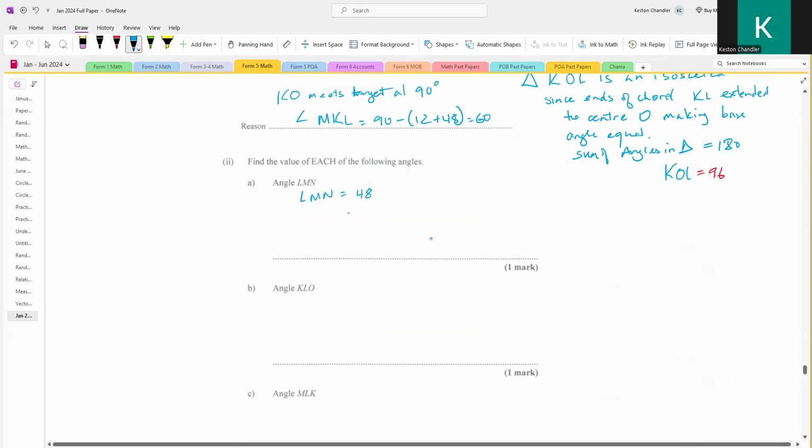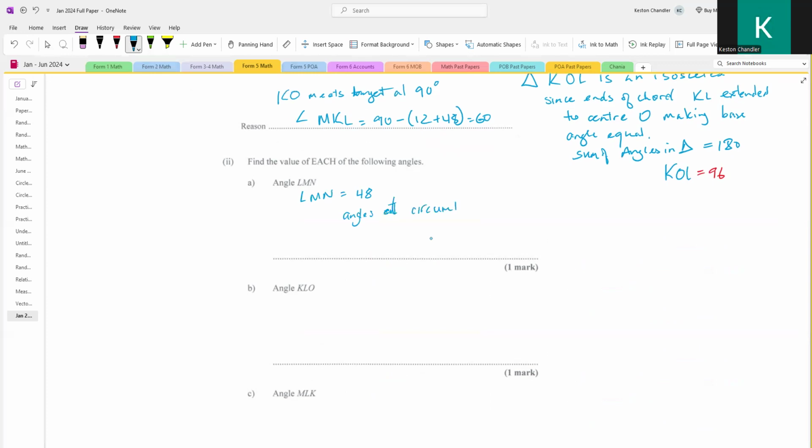Angles at the circumference is half the angle at the center when subtended on the same arc, or chord.